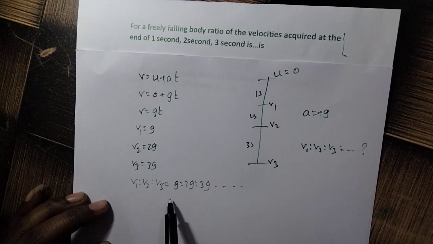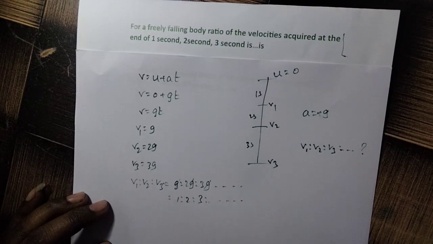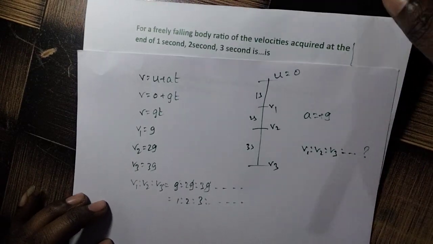Taking g common, 1 is to 2 is to 3, and so on. So this is the answer for the question. We go to the next question.